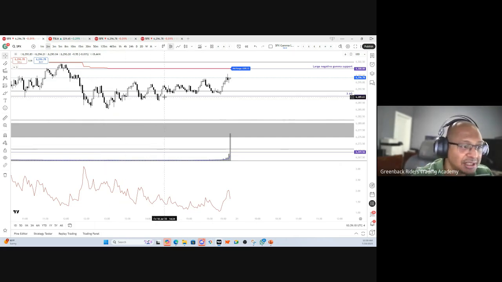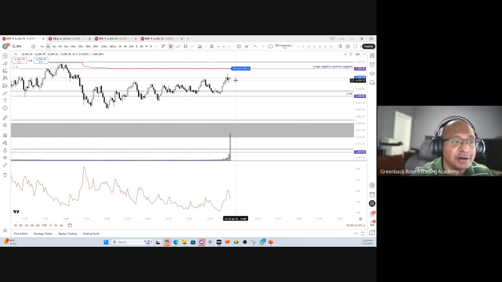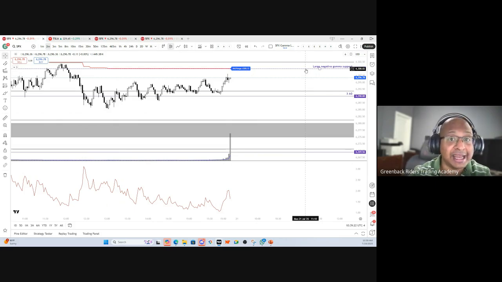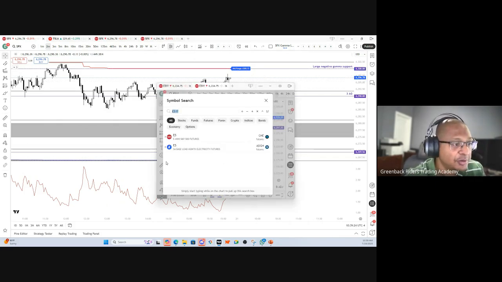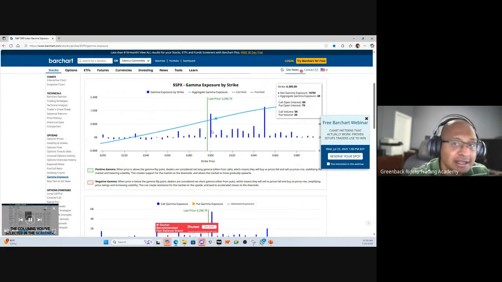Now, we stayed in this trading range, but finally we are trying to break out, and we have been making higher lows. So there is a great probability that it will come and hit this large negative gamma support, which is no more negative gamma support. As you see here, we have moved back from negative to positive.